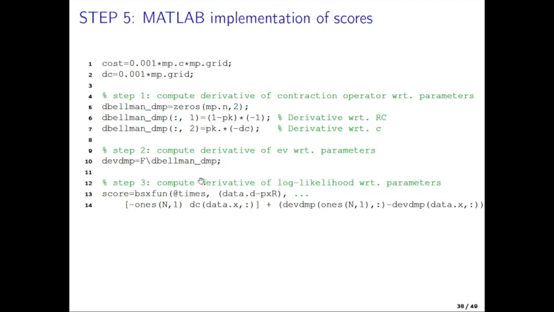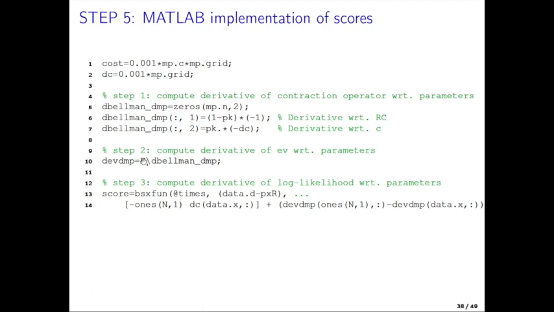In order to calculate those scores, you're going to have different scores for different parameters, and I'm not going to spend so much time on it. But the first column of the scores is going to be the derivatives with respect to the replacement cost parameters, the partial derivatives. And they're very much similar to what we had before. And then you calculate the derivatives of the fixed point with respect to the parameters, essentially, right?